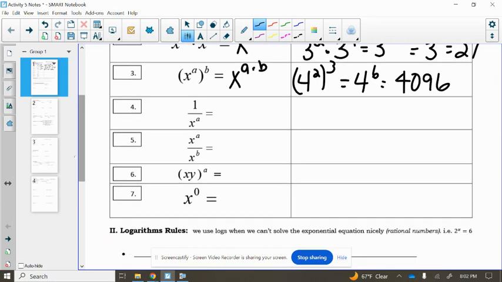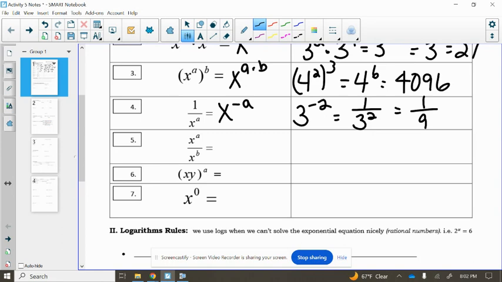When we have 1 over an exponent in the base, that's the same thing as writing it to the negative a power. So for instance, 3 to the negative second power is the same thing as saying 1 over 3 squared, which would end up being 1/9.